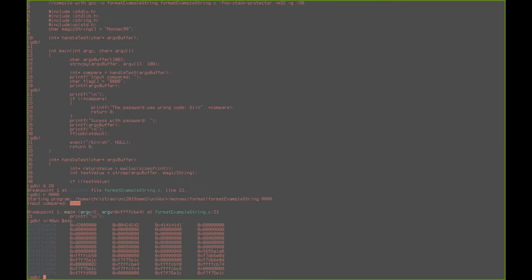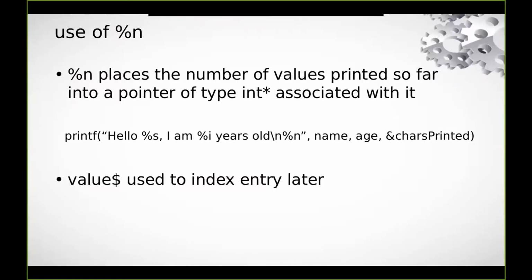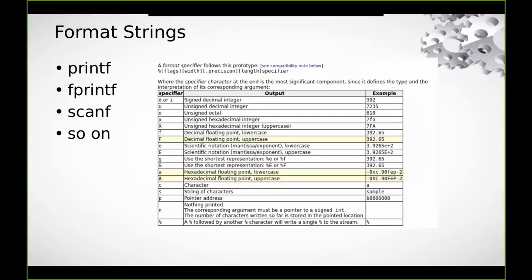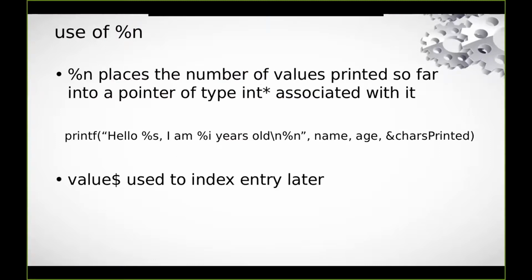Now, it's no accident that I've used a pointer to compare, that I haven't just passed compare back and kept it as a local variable. The reason is just to simplify things for the demo. Because if we go back to our table of format specifiers here, %n is supposed to represent a pointer, an integer pointer.